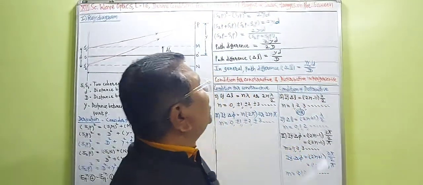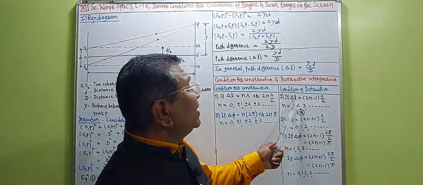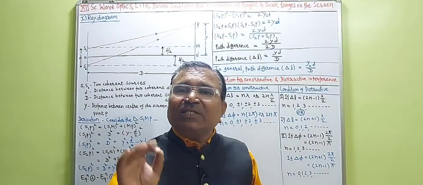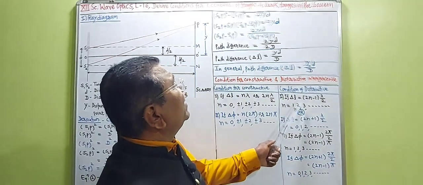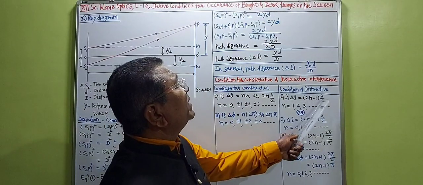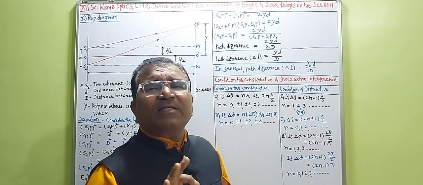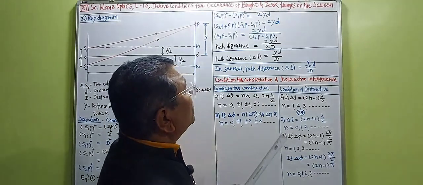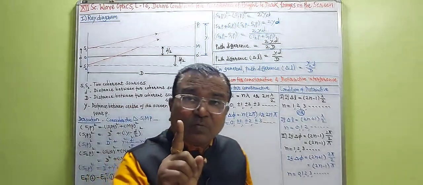Then the condition for destructive interference. Remember well, delta L is nothing but the path difference. We have to discuss the condition in terms of path difference at first. So delta L is equal to (2n minus 1) lambda by 2. You should remember this formula. Delta L is the path difference, which is equal to (2n minus 1) lambda by 2, and here n starts from 1, not 0.